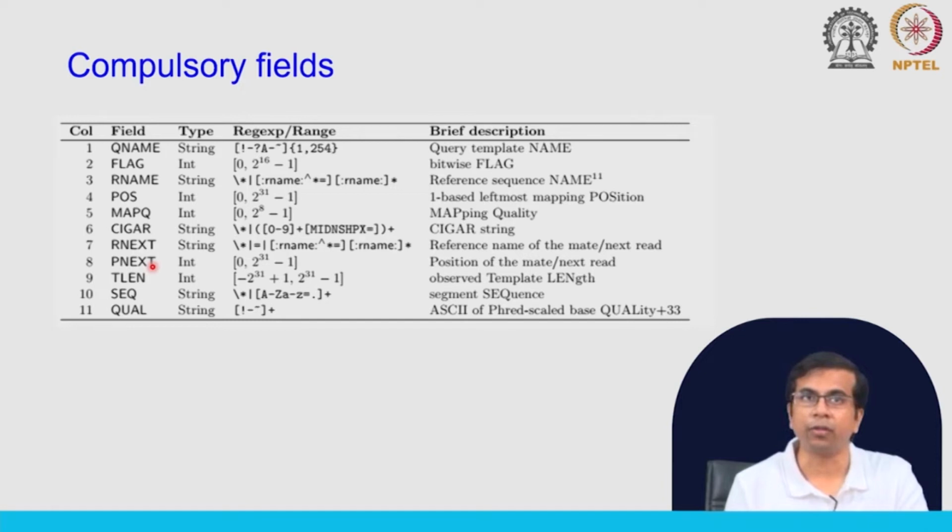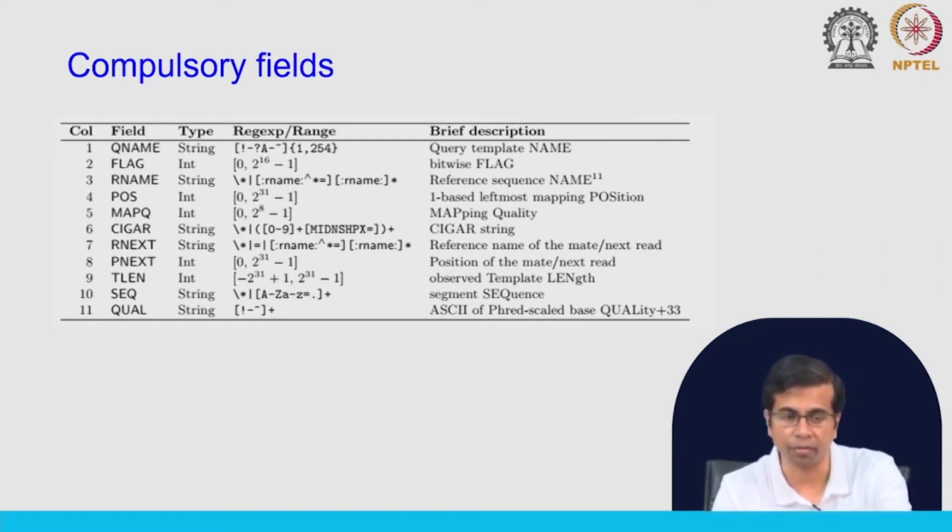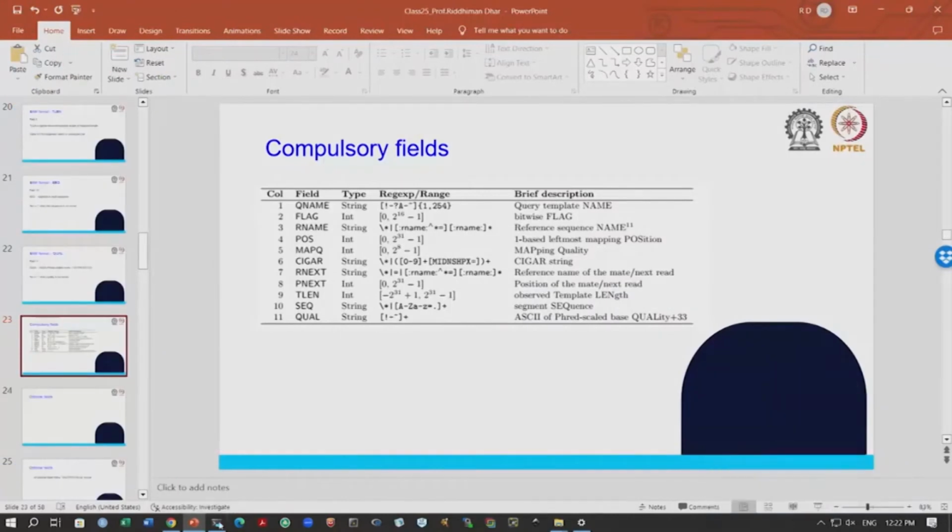So, what we are going to do now is go into the file and check these fields and how they look. Beyond that, we will discuss the optional fields that are there and what kind of information you get from them. So, let us now go to the terminal into that file.